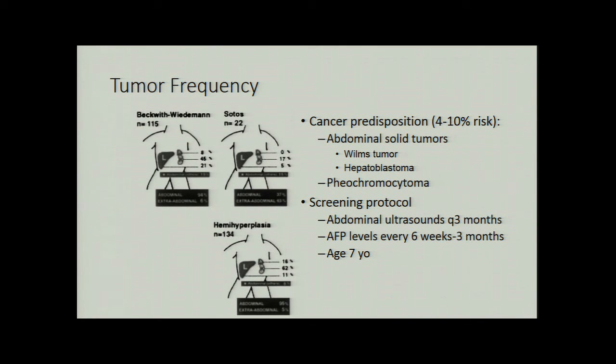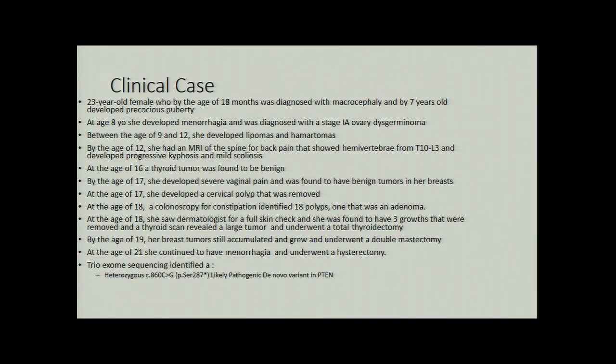And then alpha-fetoprotein levels to detect liver tumors early, every 6 weeks to 3 months. And that depends on anxiety levels with parents, but also on the genetic etiology, because some genetic etiologies will have a higher chance of tumors than others, and we feel more comfortable spacing it out depending on which one it is. And we tend to do it until the age of 7 to 9 because the risk essentially disappears after that.